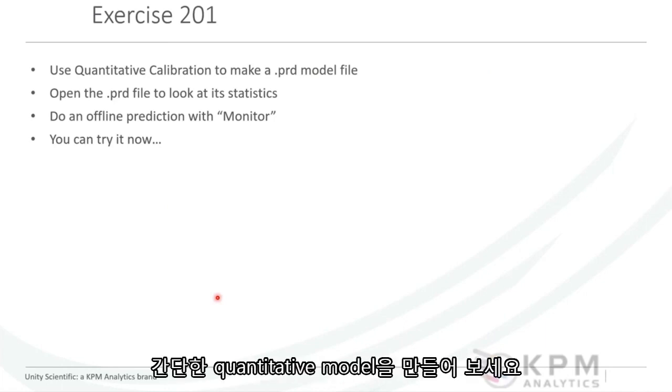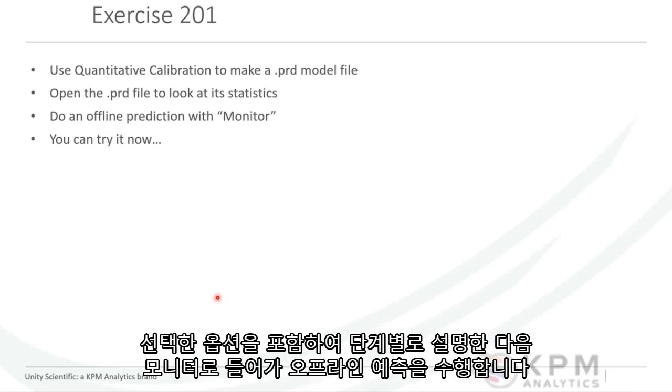Okay. So we've got a couple of exercises. The 201, just go ahead and make a simple quantitative model. It will walk you through this step-by-step, including the options that you should take, and then go in and do an offline prediction with monitor, okay?